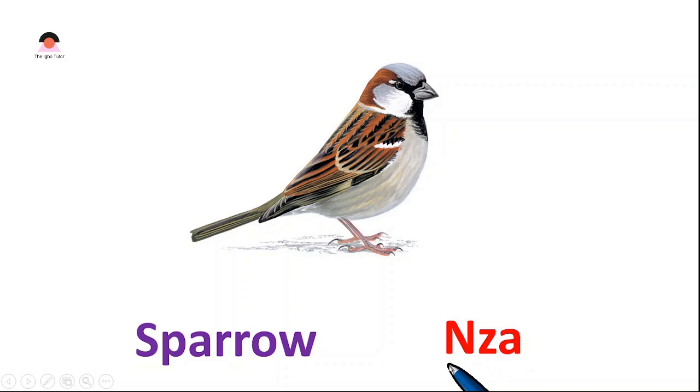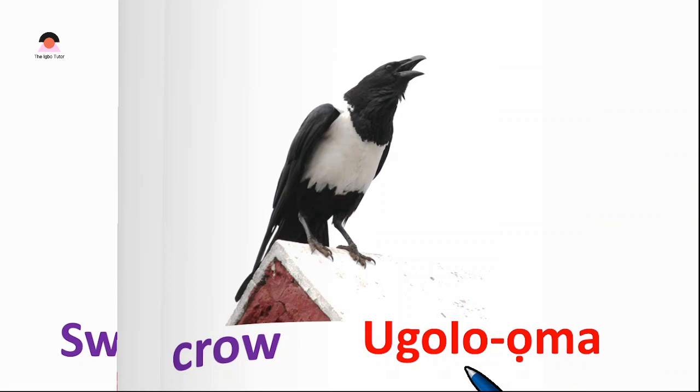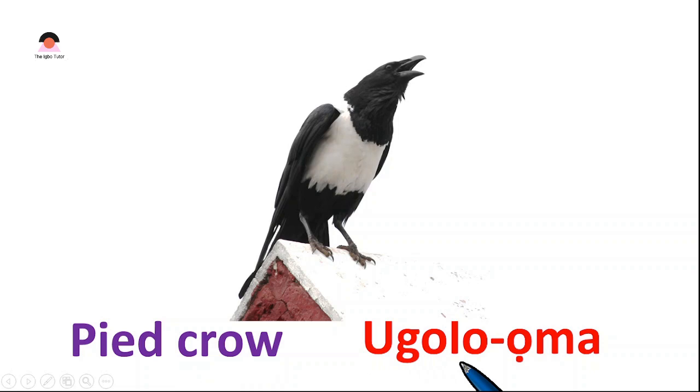Let's move on. The next is swift bird. And the Igbo name is enekentioba. That is swift bird. We move on from here. The next is pied crow. The Igbo name is ugoloma. That is pied crow.